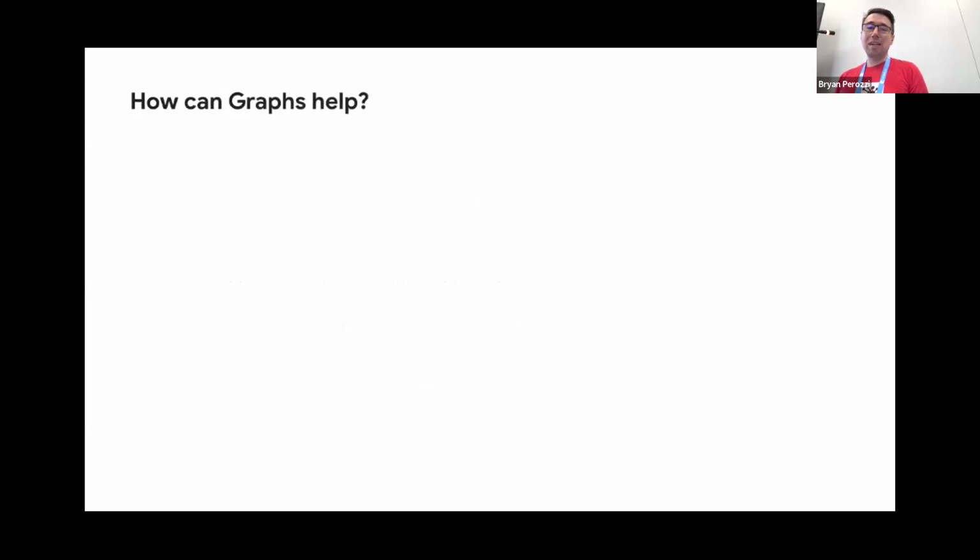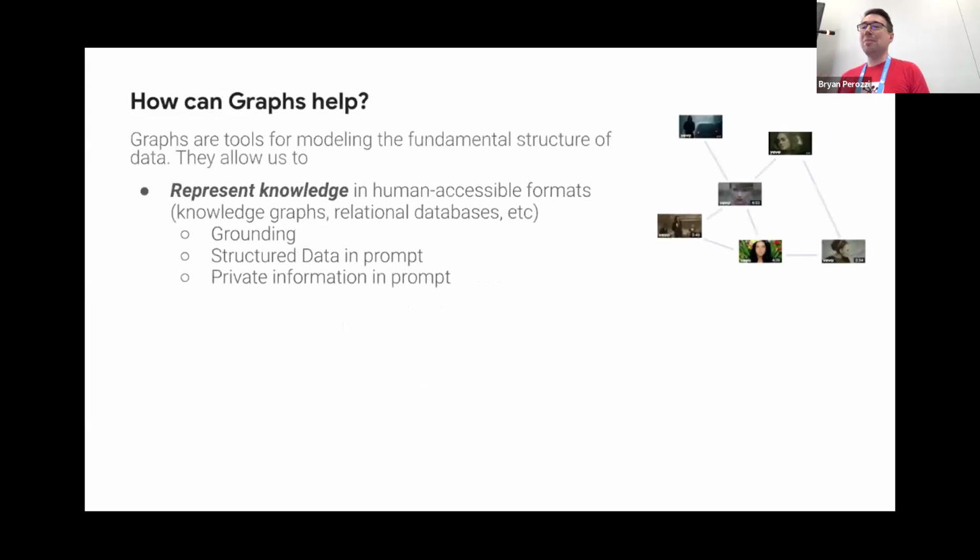And so how can graphs help? Graphs can help in two ways. A lot of the problems that I talked about with freshness and privacy, and trying to put more complex data in the prompt, this is where graphs are used to represent knowledge. It could be the knowledge of how things are related to each other. It could be the knowledge of what's going on in the scene of a video, right?